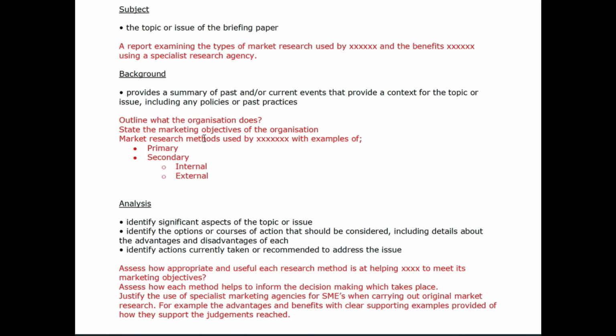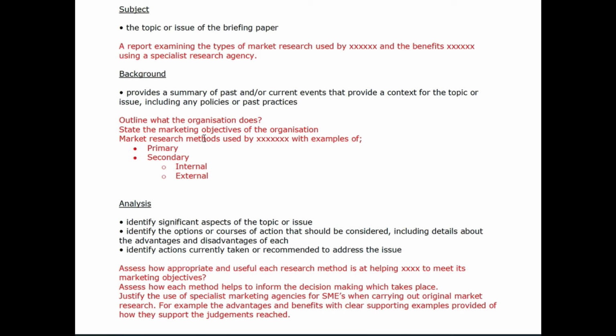So at this point here, you'll be saying something like, primary market research is a first-hand collection of market research data. And then you say, for example, XXXXX uses whatever. So you would go into that one. And you do the same with secondary. Secondary market research is a second-hand collection of data. There are two types of secondary research: internal secondary research, which is information from inside the business, and external information, which is information from outside of the business. And then you give the examples again.